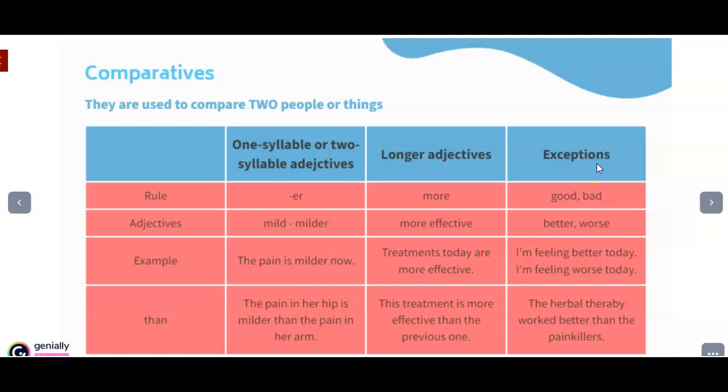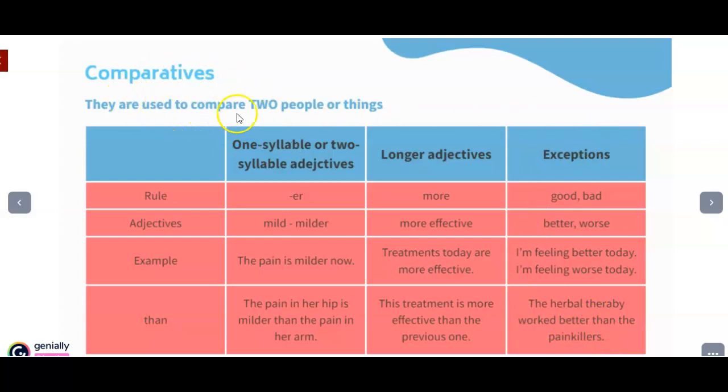There are some exceptions. It means some irregular adjectives, for example, good and bad. In the case of good and bad, we're going to have better and worse when we are doing comparisons. For example, I'm feeling better today or I'm feeling worse today. Or we can use than, for example, the herbal therapy works better than the painkillers. Okay, so we are comparing here two things. Herbal therapy with painkillers and we are using better.